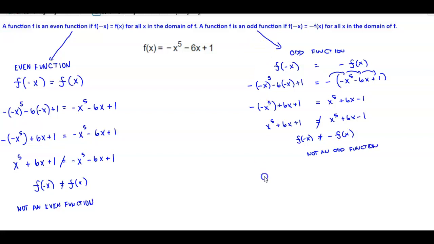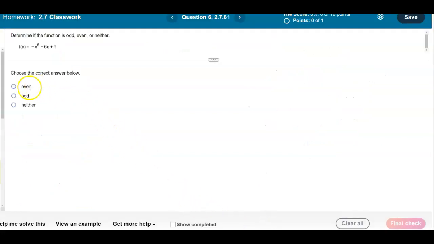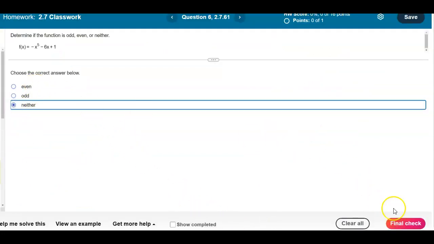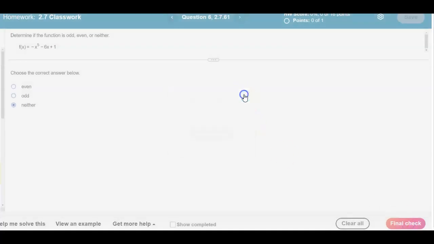Okay, so therefore, that means it's what? Neither. So let's go ahead and take a look here. It's not even, it's not odd, it's neither. Let's go ahead and check. And there is our result.